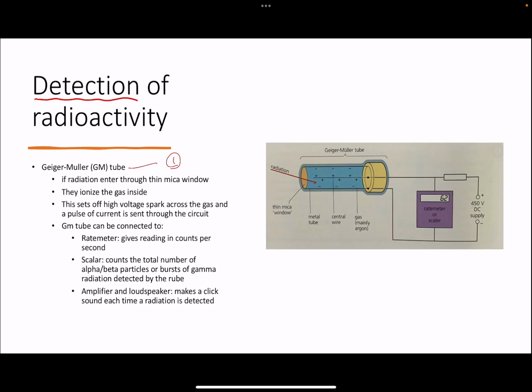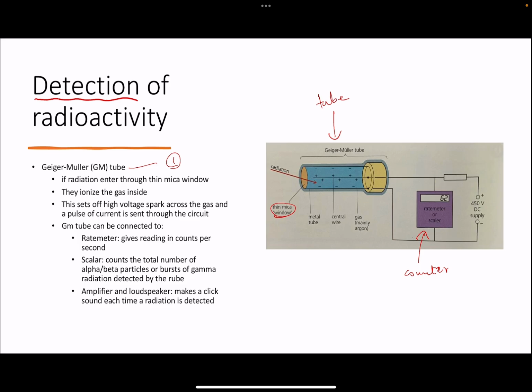This tube looks like this, and it's connected to an electrical circuit which has a rate meter or a scaler. So this part is the tube, and this is the counter, which can be a rate meter or a scaler, which will count the radiations. So first of all, we have a very thin mica window. Now why is it thin? So that even the least penetrative of the radiations like alpha radiations can enter the window, and beta and gamma radiations will enter easily. So once they enter this chamber, it's basically covered by a metal tube.